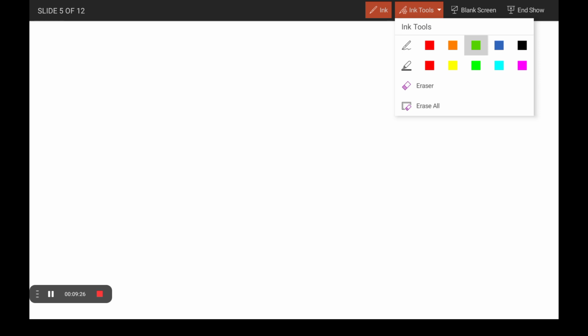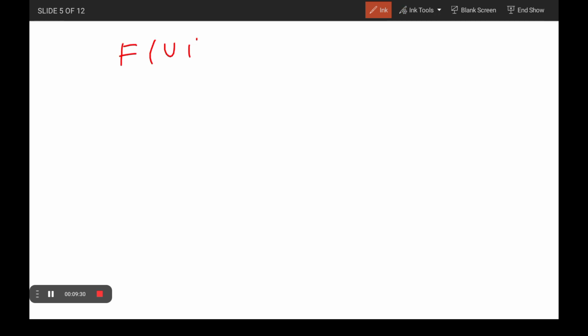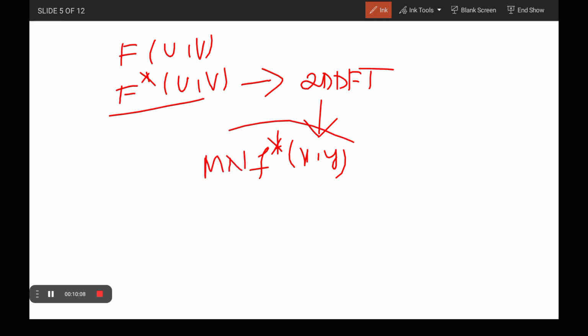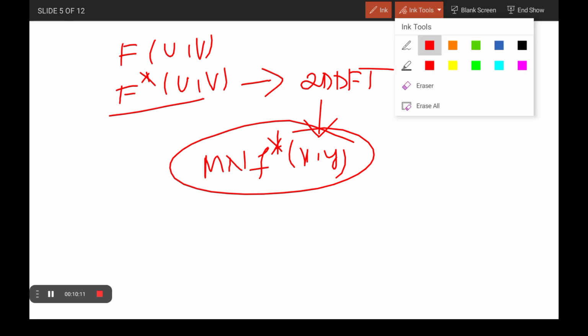Suppose you have f of u comma v. Just take the complex conjugate of f of u comma v and take the 2D discrete Fourier transform, 2D DFT. You will get the value of f conjugate of x comma y into MN. That means if you have f of u comma v and apply the 2D discrete Fourier transform to it, you get the resultant value in the form of f conjugate of x comma y into MN format. So if you know this equation, you can directly find the f of x comma y.